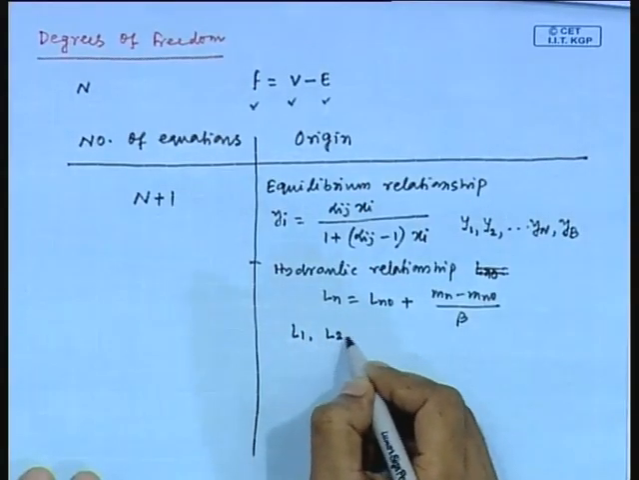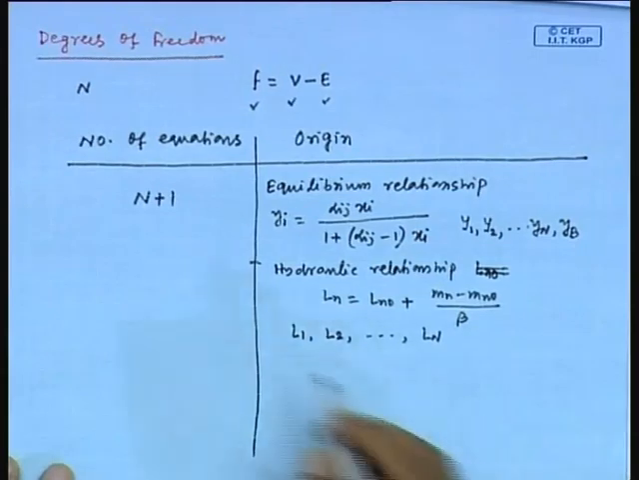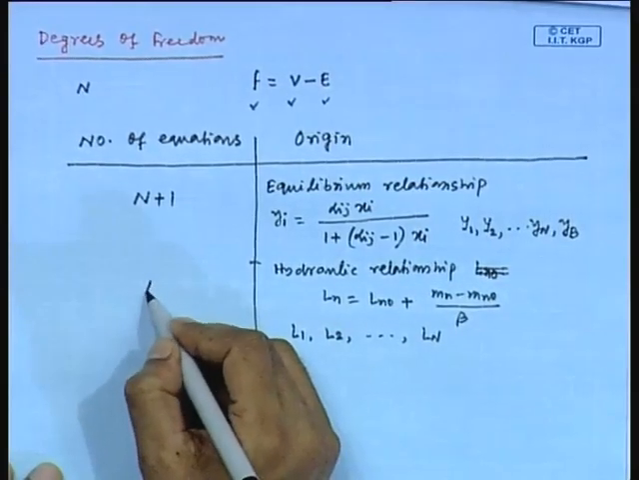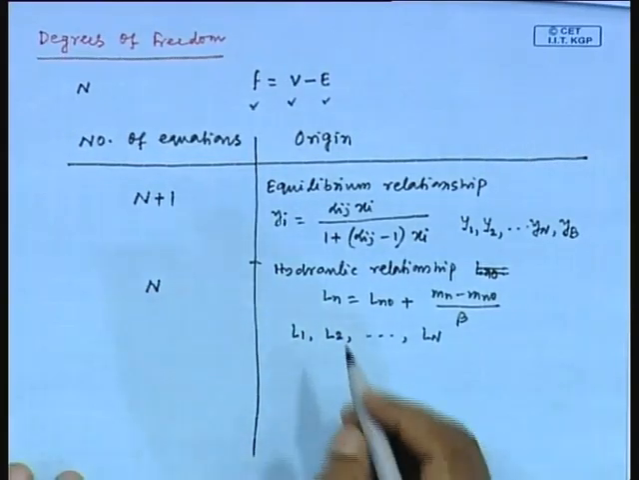How many liquid flow rates are involved in the distillation model? L 1, L 2 up to L n. N number of liquid flow rates we have to calculate using this Francis Weir formula. We cannot consider the distillate flow rate and bottom flow rate, although those are liquid flow rates, because those are not calculated by the employment of this Francis Weir equation. Fine. So, total number of equations n.